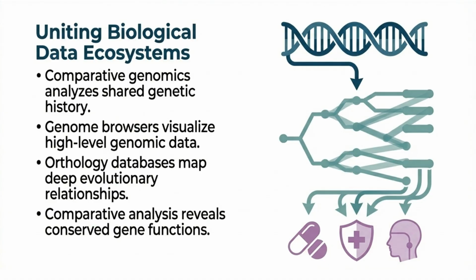To conclude, let us bring these ideas together. Comparative genomics connects many types of biological data into one coherent framework. Genome browsers help us visualize conservation and sequence organization. Orthology databases help us identify evolutionary relationships. Functional annotation resources help us interpret biological roles, and together these tools reveal which parts of life are deeply conserved and which parts have changed over time.